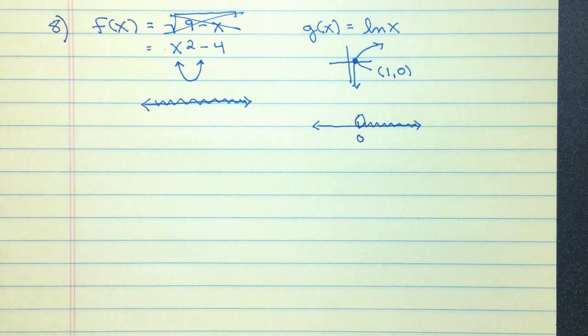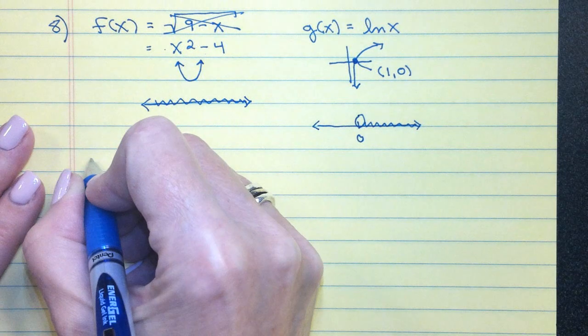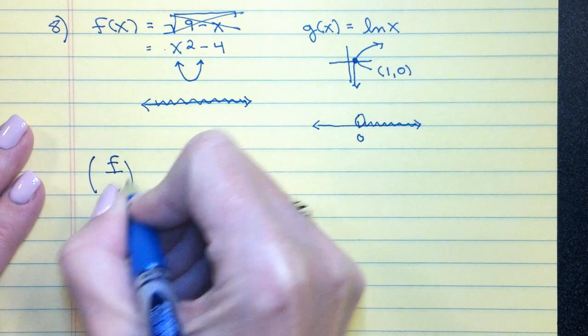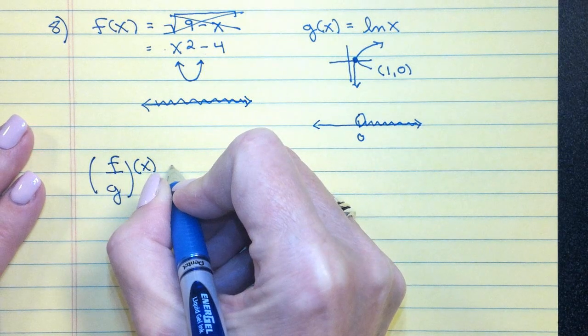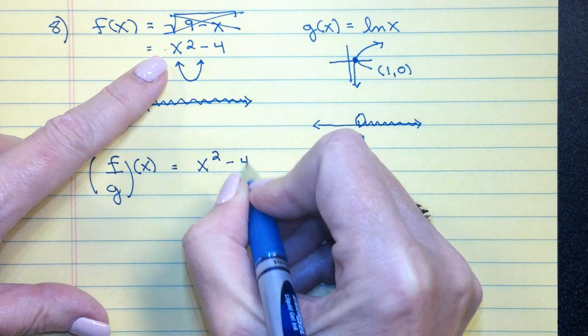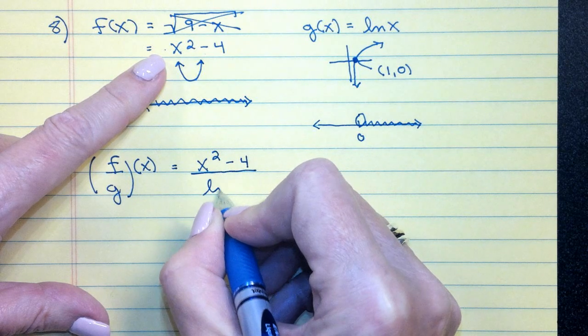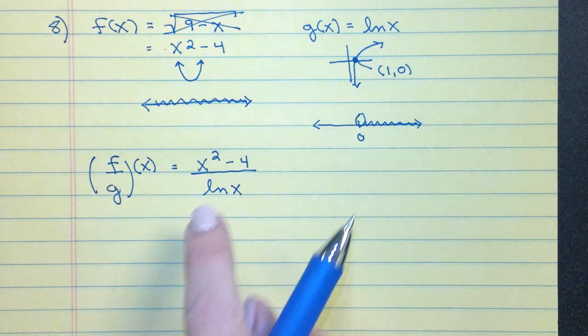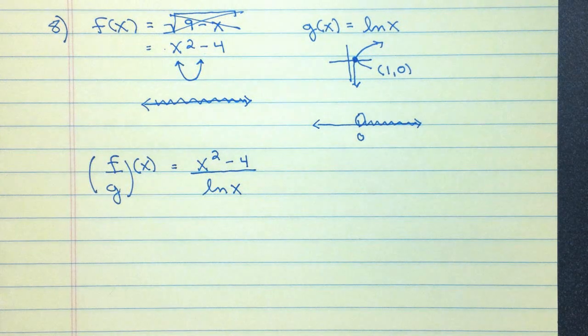Now I'm going to do my first operation, and it says f over g of x. Okay, so I'm going to write x squared minus 4 over ln x. So that's the first part of your points. Do you understand what it's asking you to do? Easy. F over g. That's all you need to do. Now the question is, what's the domain? Meaning, what x's are allowed in here before this fails?